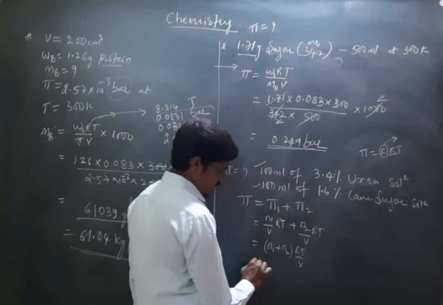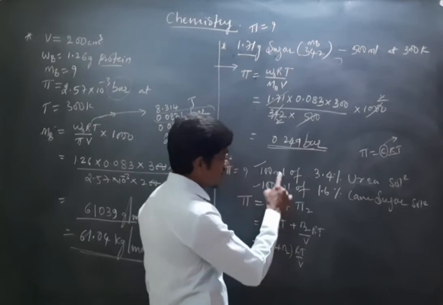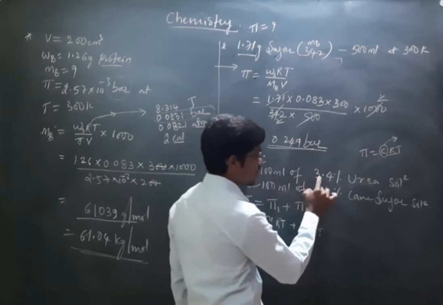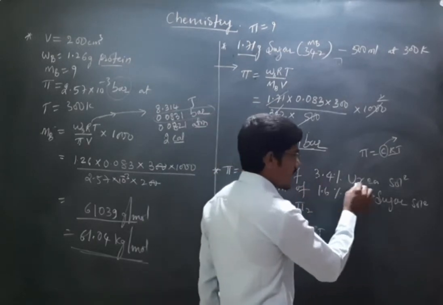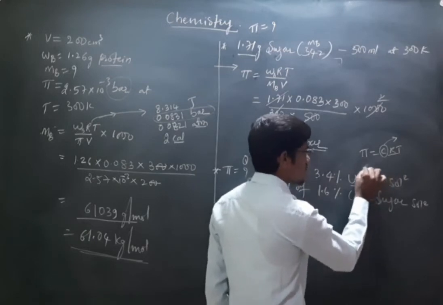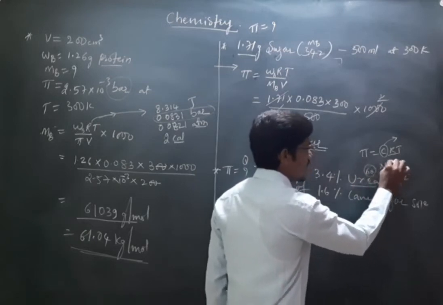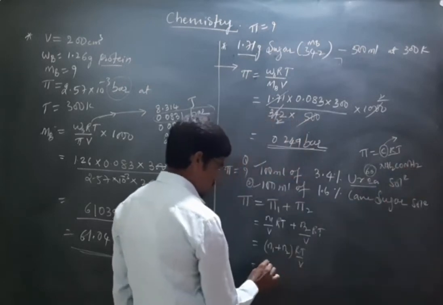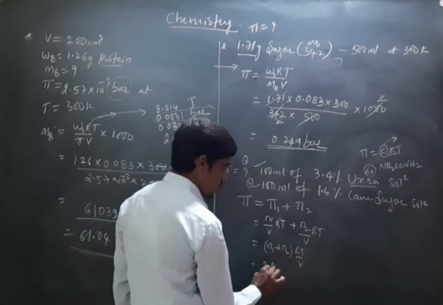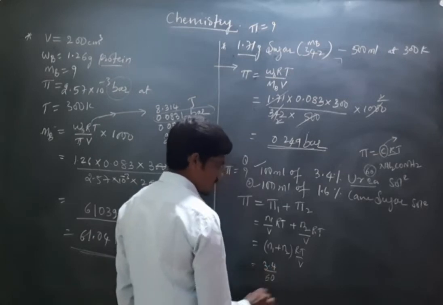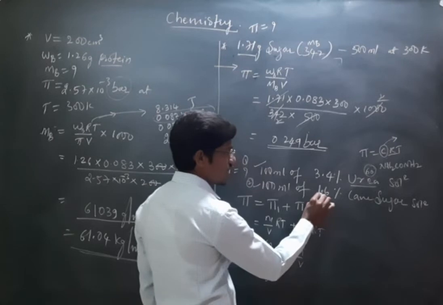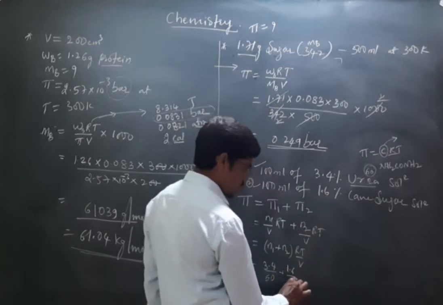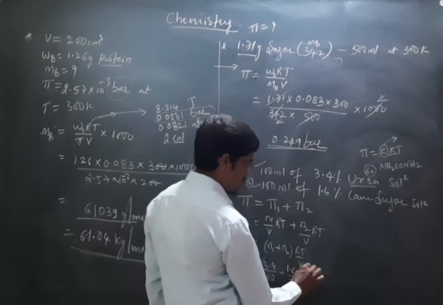So n means given mass divided by molar mass. N1, the first one, this is the second one. For N1, the given mass is 3.4 of urea, and the molar mass of urea is 60, because the urea formula is NH2CONH2. So n1 is 3.4 divided by 60, plus n2 is 1.6 divided by 342.